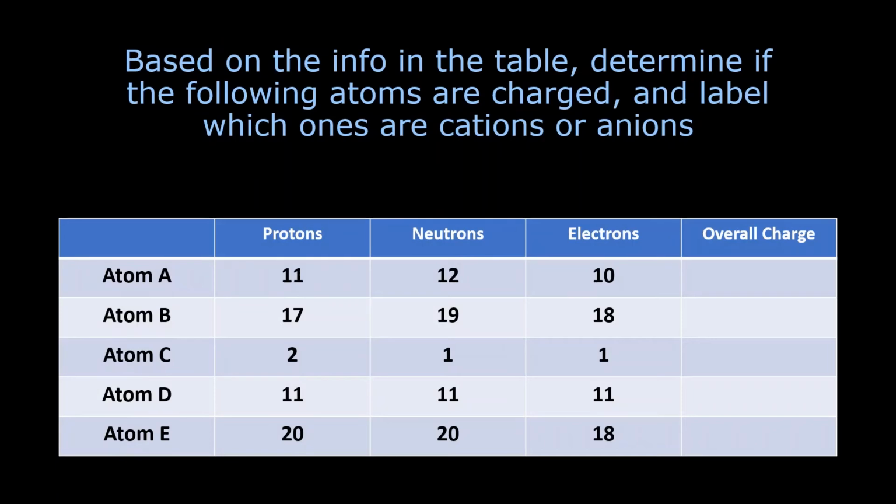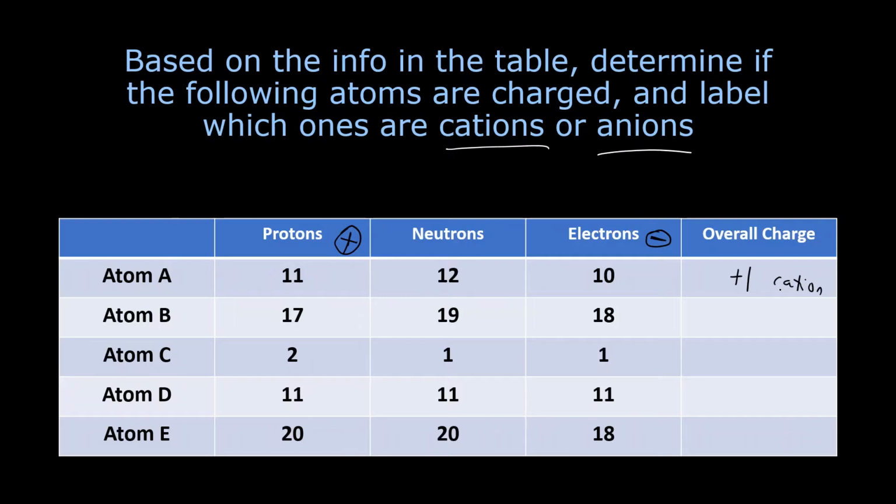Okay, based on the following info here, determine if these atoms, A, B, C, D, E, are charged. Big charge, right? Not just an electrostatic charge. And label which ones are cations or anions. Atom A, I've got 11 protons. That's 11 pluses. Remember, if you need to help yourself, make a little note on your test if you can. So 11 plus and 10 minuses. Well, who wins? Overall, the pluses win. And this is a cation.